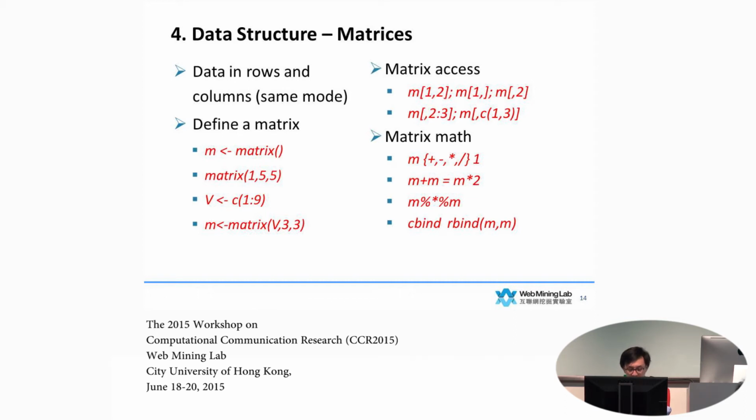Similarly, we can access the matrix in this way. For example, we want to access the second row and the first column. That's 2, right? And then row 4, column 2, column 3. This one.